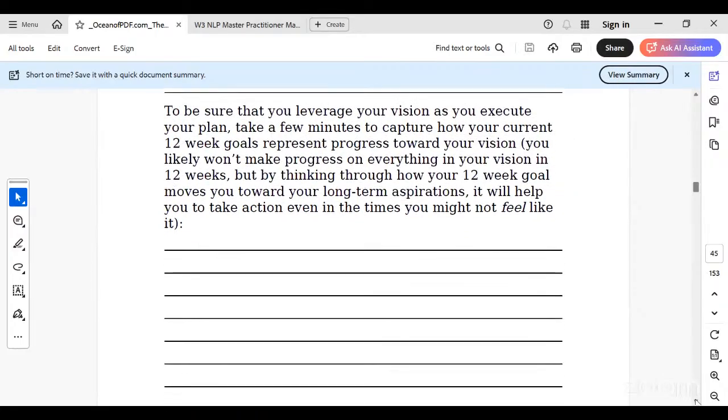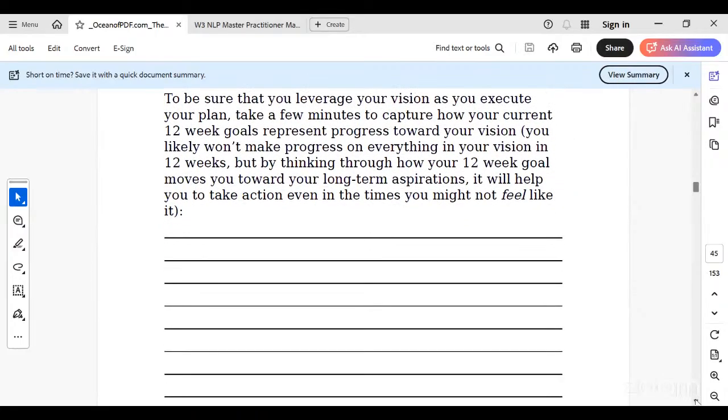To be sure that you leverage your vision as you execute your plan, take a few minutes to capture how your current 12 week goal represents progress towards your vision. You likely won't make progress on everything in your vision in 12 weeks, but by thinking through how your 12 week goal moves you towards your long-term aspirations, it will help you to take action even in the times you might not feel like it.